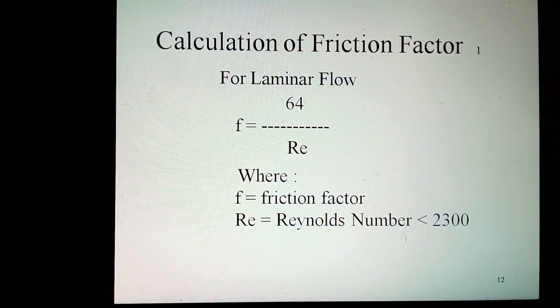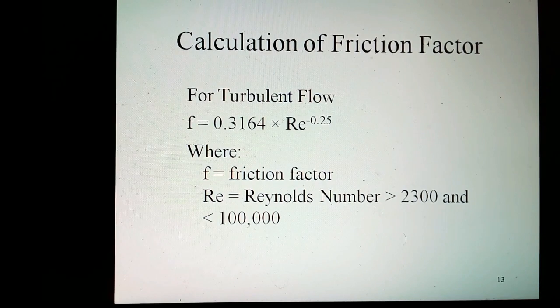The formula used to calculate the friction factor is dependent on the magnitude of the Reynolds number. If the Reynolds number is less than 2300, flow is laminar and the following formula is used to calculate the friction factor, where f equals friction factor and Re equals Reynolds number less than 2300. If the Reynolds number is between 2300 and 4000, flow is transition, and greater than 4000, flow is turbulent.